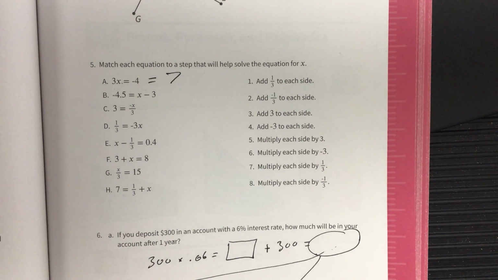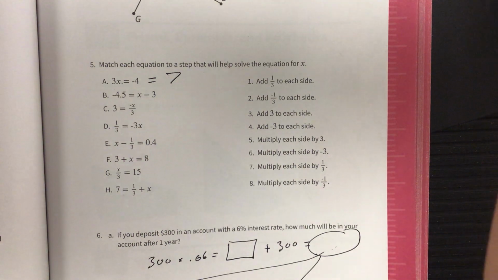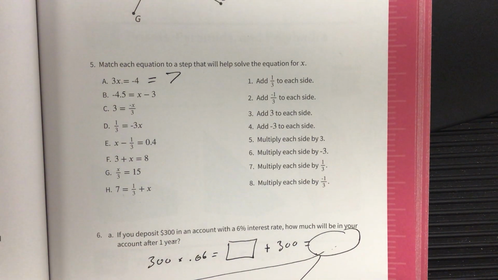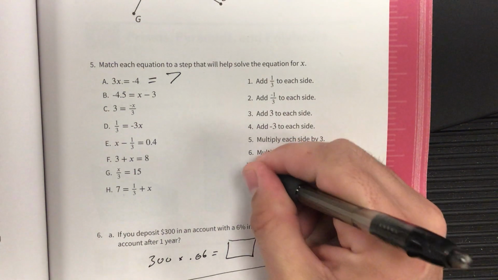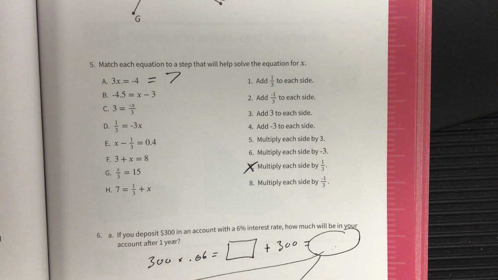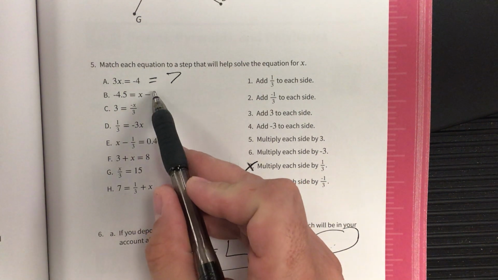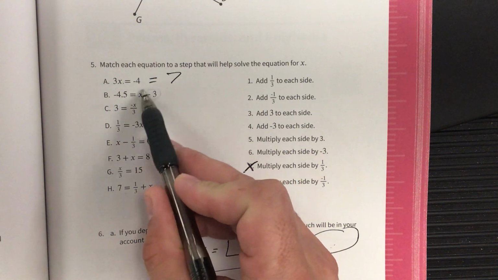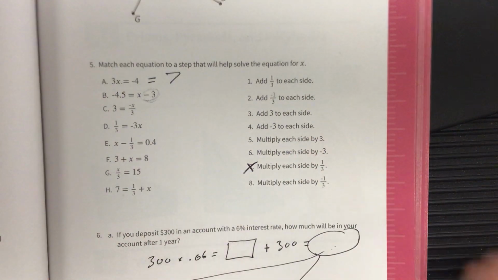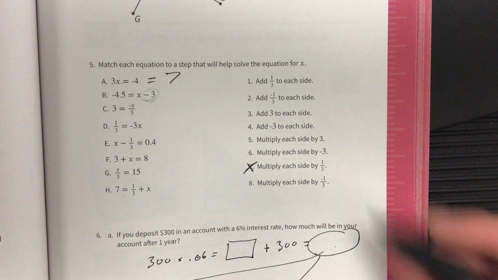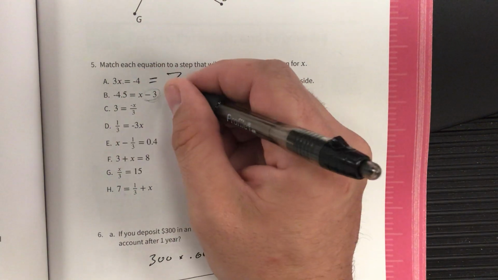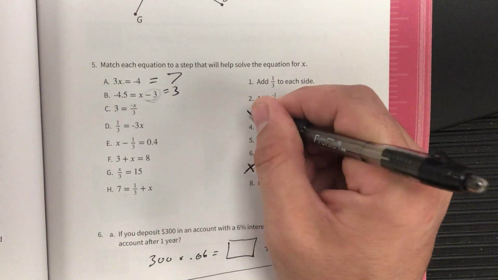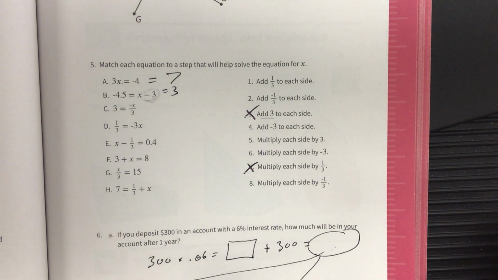Question 5. Match each equation to a step that would solve it. Looks like you did the first one together. Second one, what's my first step on the second one? How do you get rid of that? Add 3, so which one is that? 3, it says add 3. C.